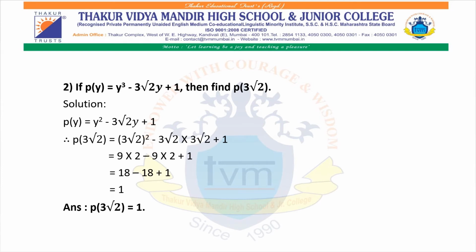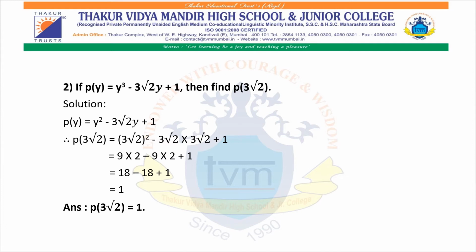Question 2. If p of y is equal to y cube minus 3 root 2 y plus 1, then find p of 3 root 2. Here we have to find the value of p of 3 root 2. That means wherever we see y, we are going to substitute the value 3 root 2. So children, now we will see the solution. First we will write the polynomial as it is. P of y is equal to y square minus 3 root 2 y plus 1. Therefore, p of 3 root 2. Why have we taken 3 root 2? Because instead of y we are going to substitute the value 3 root 2.